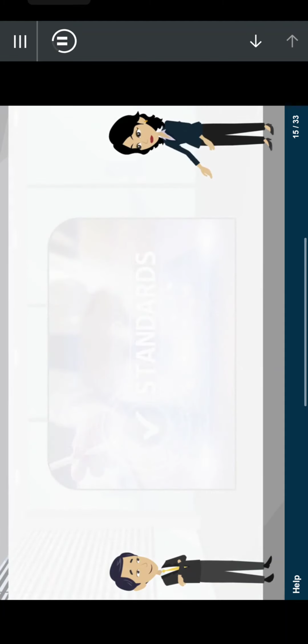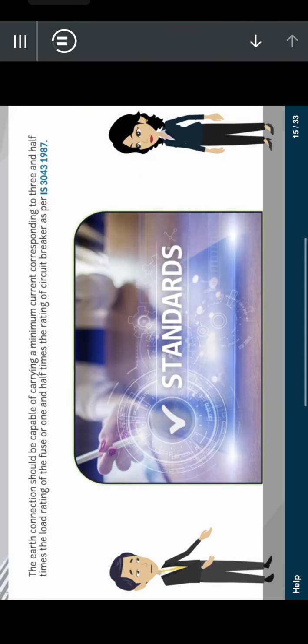I see. So, is there any capacity specified? Yes, the earth connection should be capable of carrying a minimum current corresponding to 3.5 times the load rating of the fuse or 1.5 times the rating of circuit breaker as per IS, that is Indian Standard 3043-1987. That was an important piece of information.